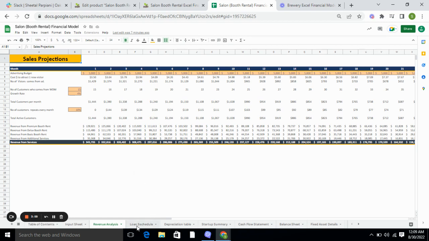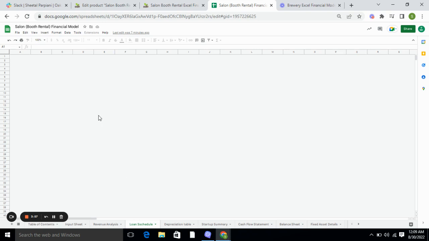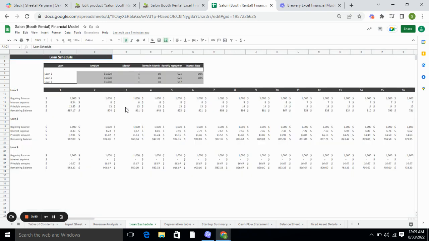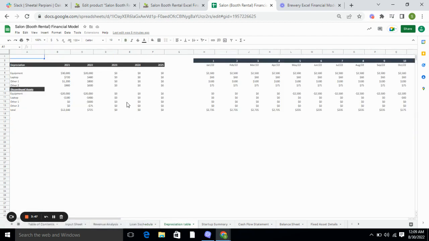Moving forward to the loan schedule. The loan schedule tells us how much repayment we need to do every month. Moving forward to the depreciation table. The depreciation table tells us how much an asset is depreciating over the year.